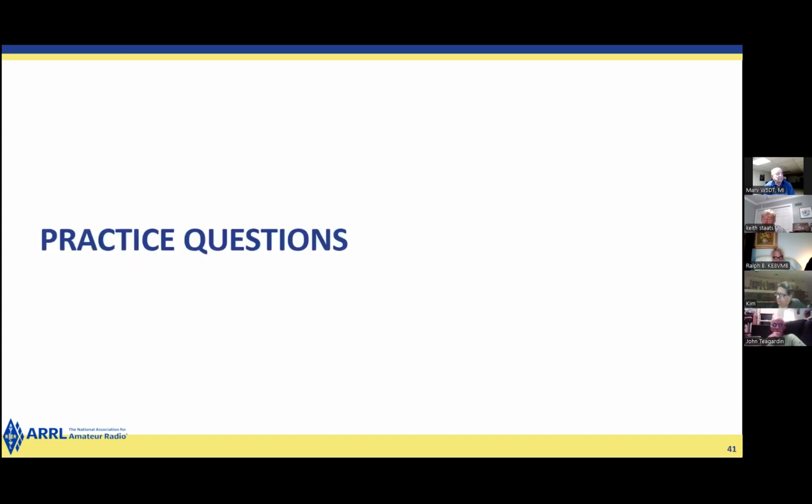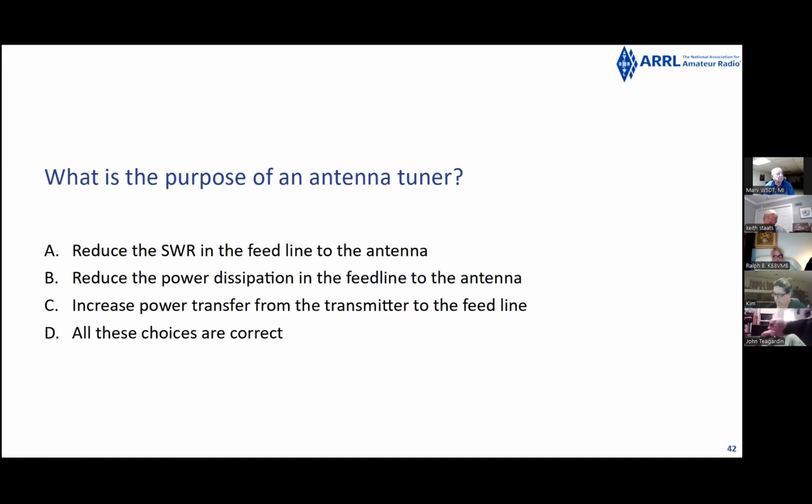Practice questions. What is the purpose of an antenna tuner? Reduce the SWR in the feed line to the antenna, reduce the power dissipation in the feed line to the antenna, increase power transfer from the transmitter to the feed line. All these choices are correct. C.